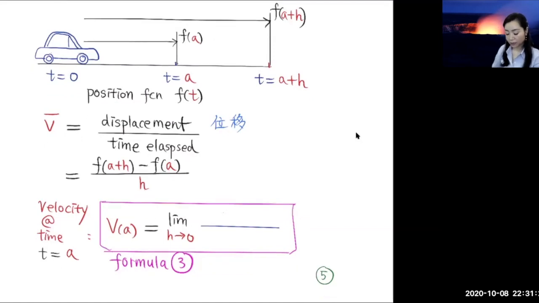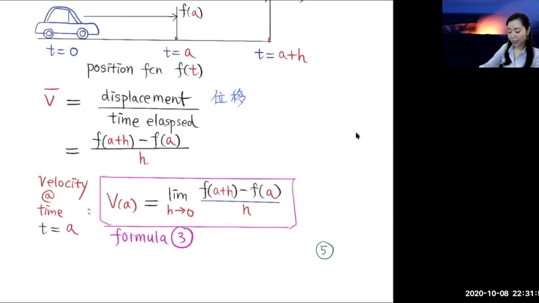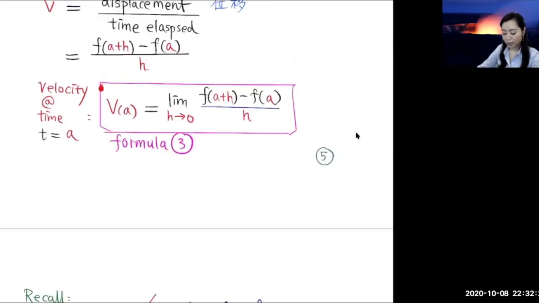So the instantaneous velocity at a is the limit of f of a plus h minus f of a over h as h approaches 0. What is formula 3? This is the formula for instantaneous velocity.